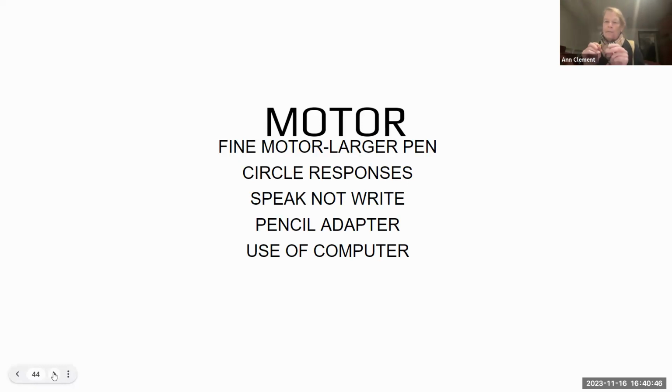I don't have one with me, but there's a little triangle gadget you can put on the pencil, and this helps them hold the pencil better so that they don't keep falling down on the pencil. And also use of computers. Children with Down syndrome, either they can use the regular computer or iPad, or we can even get an adapted keyboard that they can use. And they can be great with the use of a computer.